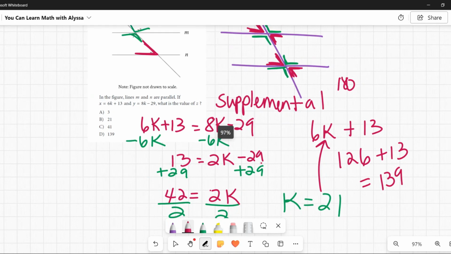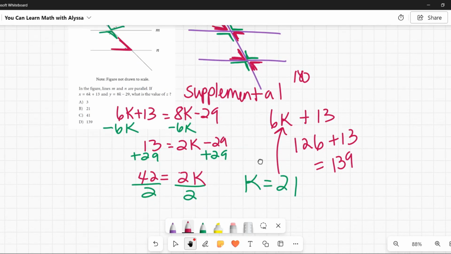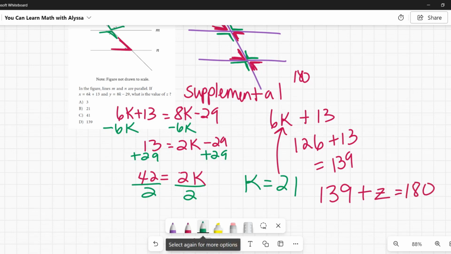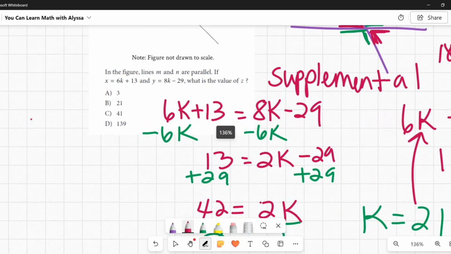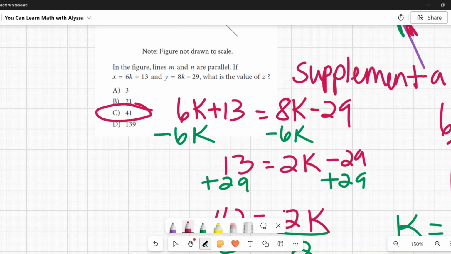So to find the value of z, I know that x or y plus z is 180. X and Y are both 139 degrees, and I'm going to add z to it, and I will get 180. So to solve for z, I need to undo this adding of 139 by subtracting 139. When I subtract 139 from both sides, I get that z is equal to 41. My stylus went wrong on me there, so let me zoom in so I can circle it correctly. C, 41 is my answer. That is the value of z.